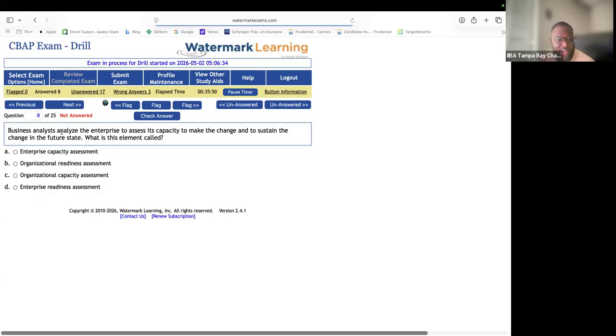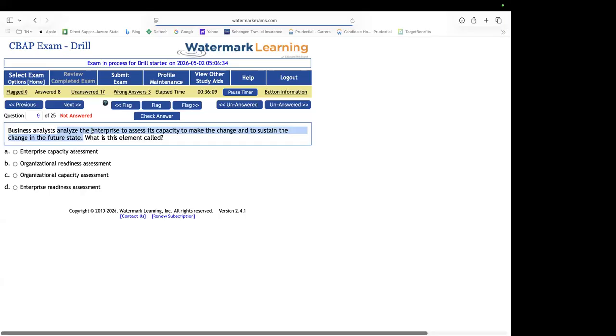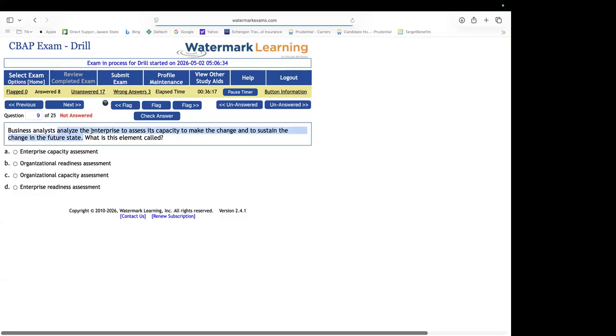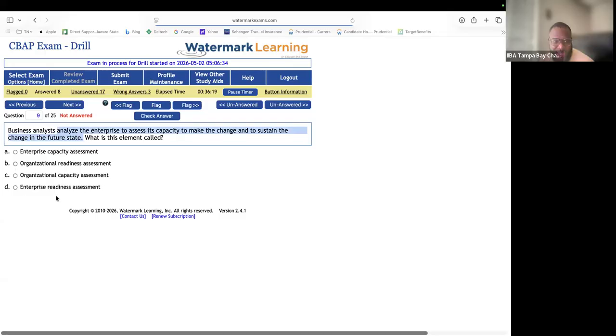So the whole point here is analyze the enterprise to assess its capacity to make the change and to sustain the change in the future state. So let us first decide, is it enterprise or organization? Let us start by that. Yeah, I think enterprise sounds right. So do we all agree that it's enterprise? Yes. Yes. Okay, so we can ignore B and C.